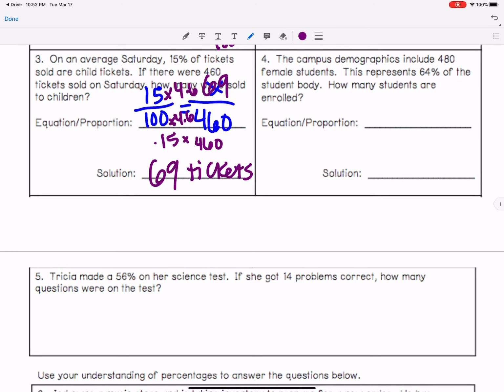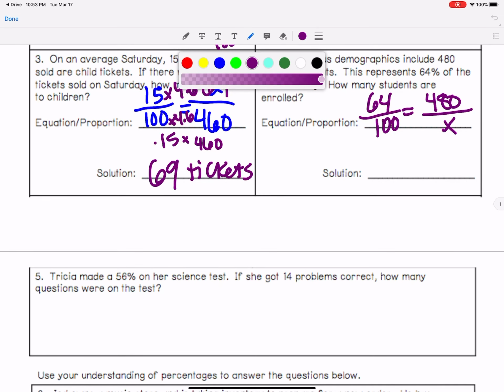So question number 4, the campus demographics include 480 female students. This represents 64% of the student body. How many students are enrolled? They're wanting to know how many students is the whole if they're giving you the part. Well, we know that it's 64% of students and a percentage is out of 100. So now let's go ahead and solve this one.